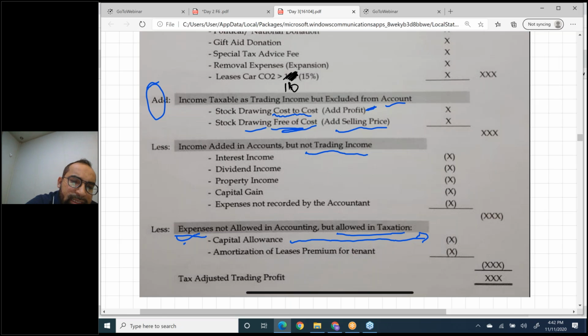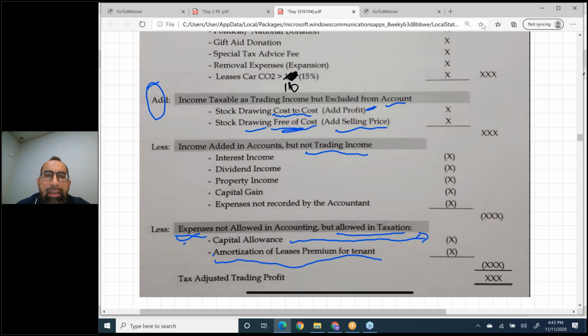And the same is the case with amortization of lease premium. Sometimes you buy a property on a short lease of less than 50 years. If you pay a premium, and you are using that property for business purposes, then a special amortization of lease premium will be allowed for tax purposes. And that amortization has not already been deducted in accounting records, so you have to less it.